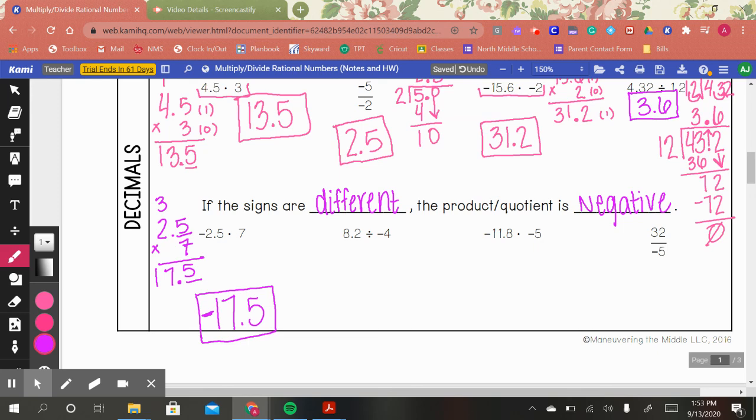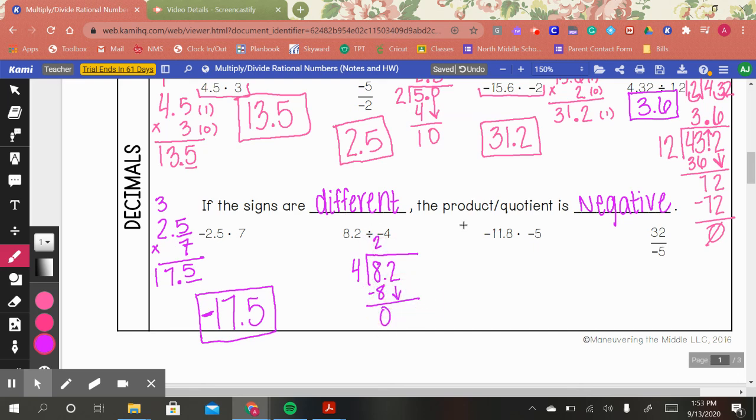All right, next problem. We have 8 and 2/10 divided by -4. Again, they're opposite signs, so my answer is going to be negative. I'm going to go ahead and set it up. I need to make sure the number on the outside is a whole number. My divisor is a whole number so that I can actually divide and not need to move my decimal places. 8 divided by 4 is 2.